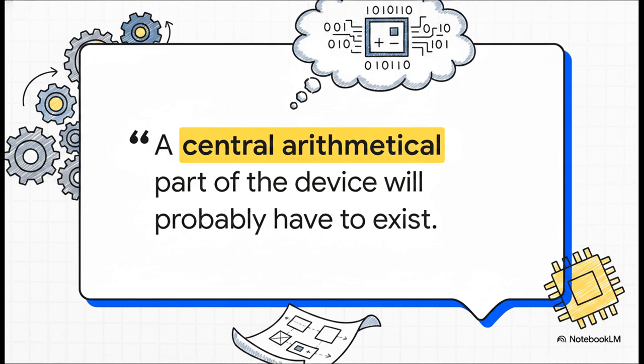The pure genius of this is best captured in John von Neumann's original 1945 proposal. He wrote, "Since the device is primarily a computer, it will have to perform the elementary operations of arithmetic. A central arithmetical part of the device will probably have to exist." Think about how profound that is. The guy was logically deducing and theorizing the absolute necessity of the arithmetic logic unit, the ALU, long before the physical microelectronic gates even existed to actually build a reliable one. He was literally drafting the blueprint for the future.